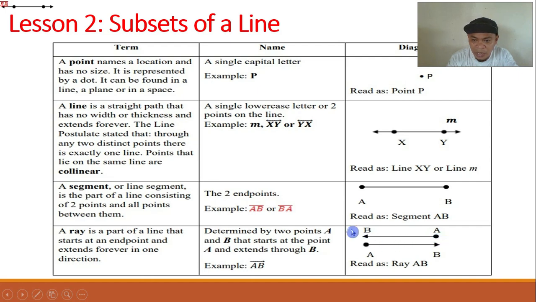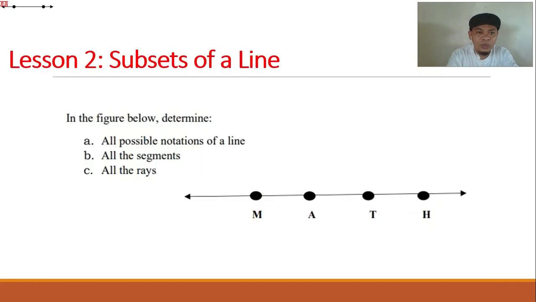This one is AB, ray AB. From A to B, di ba? Papunta siya sa left. Yung isa naman from A to B, papunta sa right. Basta yung isa endpoint, tapos yung isa is extend to the limit of infinity. Okay.